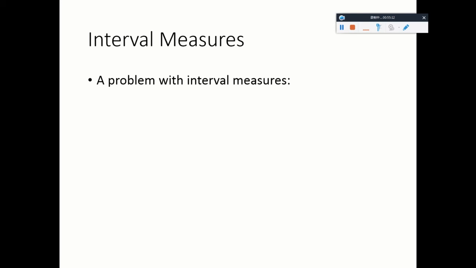However, an interval scale does have a major limitation, a problem. The problem is what we call an arbitrary 0 point.